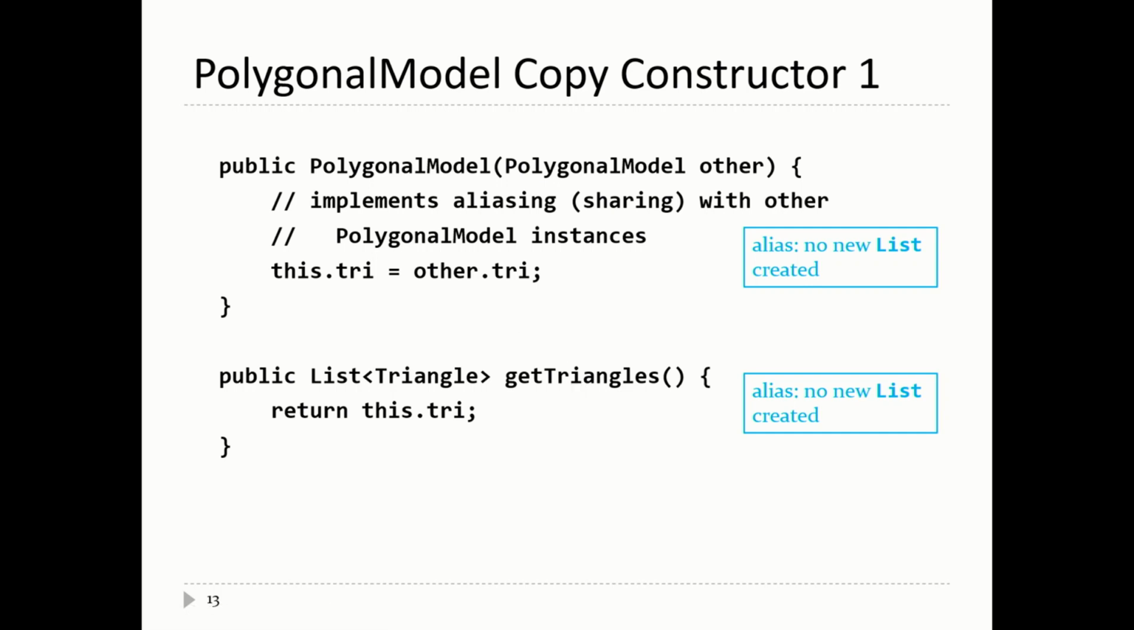We have a method called getTriangles that lets somebody get the list of triangles. And so in this case, we can just return this.tri. Right? So in this case, there's no composition involved. If composition is not involved, there's probably no copying of objects involved. So what are we saying here? We're saying that the list of triangles for this object is the same list as for the other object. If somebody asks for the list of triangles, we're just going to hand out a reference to our internal list. If somebody changes that list, then the model is also going to change.